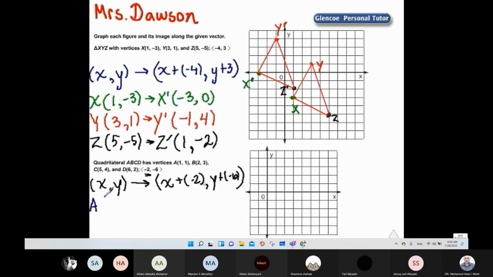So A, which was located at (1, 1), becomes A prime, and the new point is (-1, -5). That's 1 plus -2 is -1, and 1 plus -6 is -5. So A from (1, 1) is translated to (-1, -5). 1, 2, 3, 4, 5. And that would be A prime.